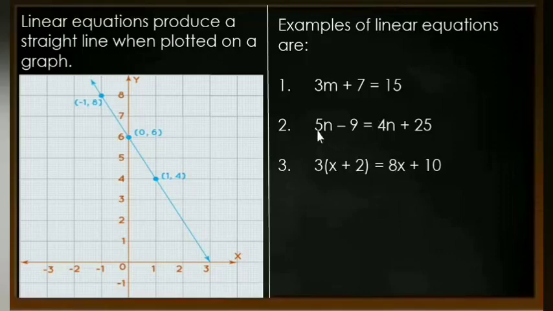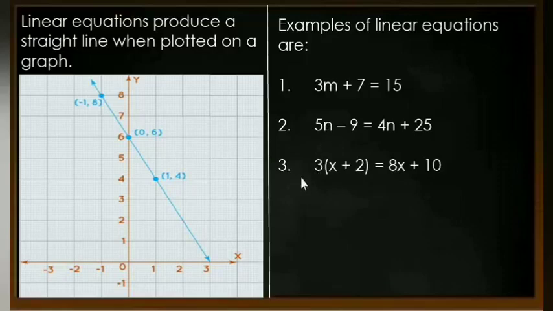So now, talking about the variable n, which we have in this number 2 example, we can see that the highest power of n on the left-hand side is an invisible 1, and the highest power of n on the right-hand side is also an invisible 1. So for the fact that the highest power of the variable we are considering in this case is 1, it therefore makes this equation a linear equation.